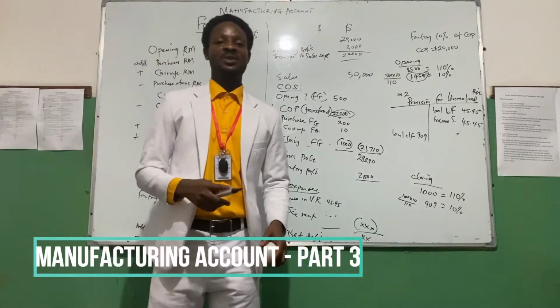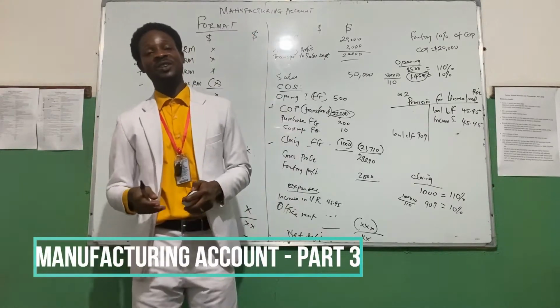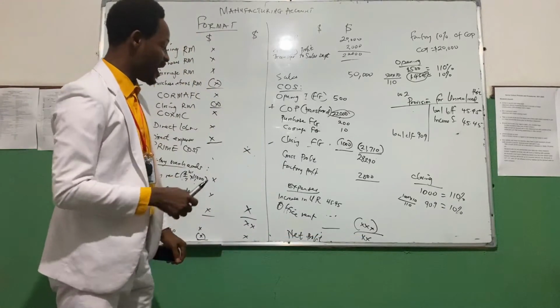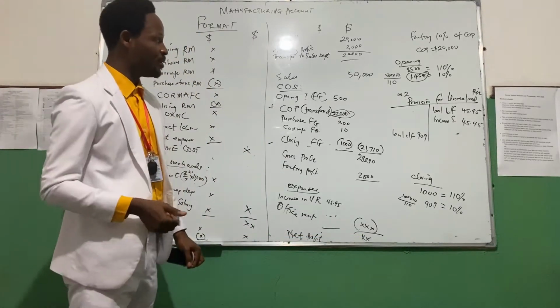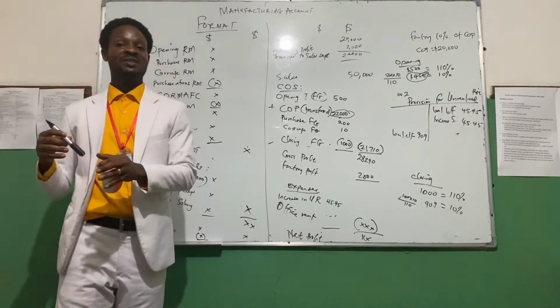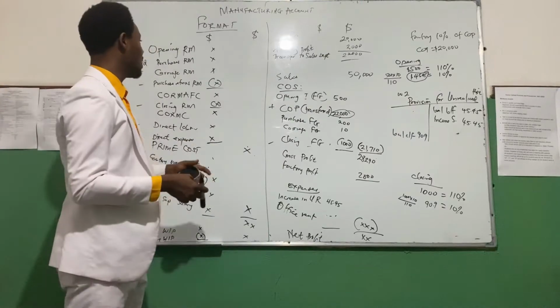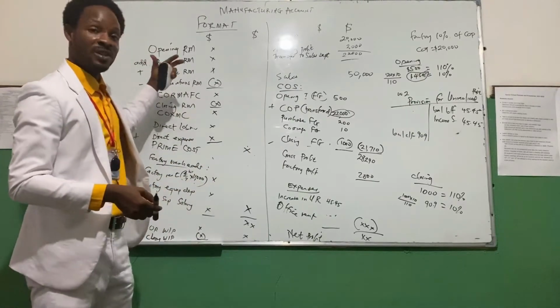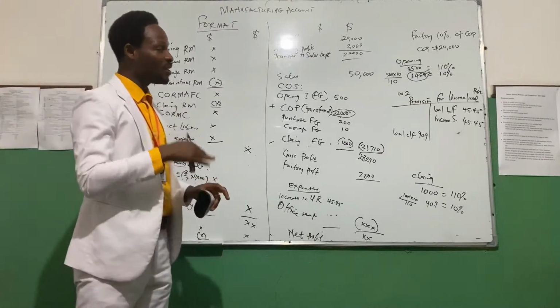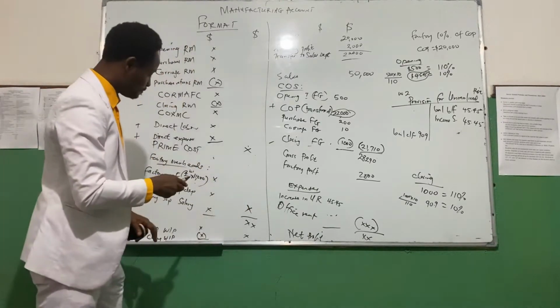So welcome back to the third phase of manufacturing accounting. The recap of the second phase again, that's where I talked about the unrealized profits and the income statement. The first part, for a final recap, I talked about the format of the manufacturing account and I finished it at cost of production. So for the second part, recap again.